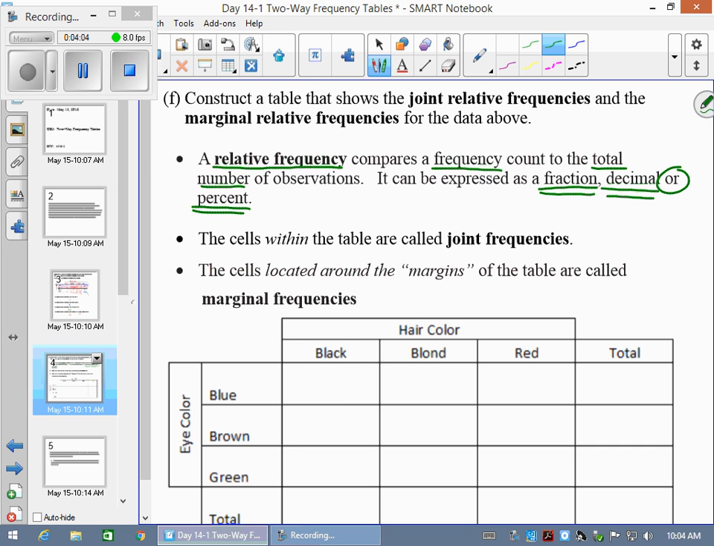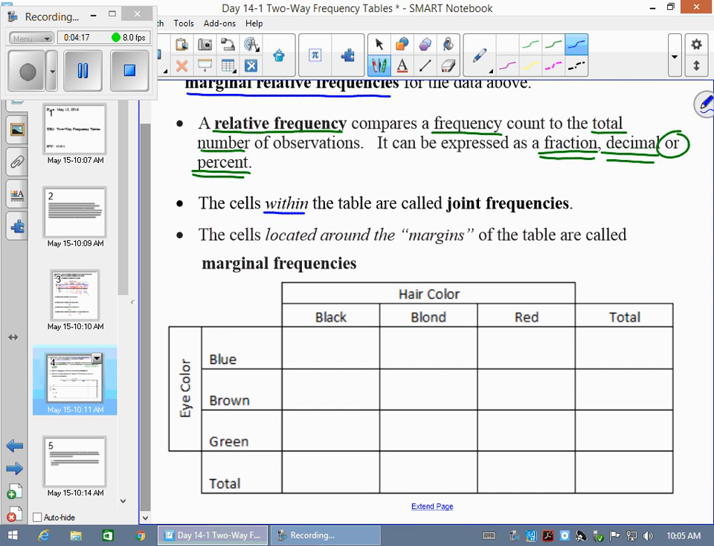Now, there are 2 types of relative frequencies. There are things called joint relative frequencies and marginal relative frequencies. When we talk about the cells that are within the table, those are our joint relative frequencies. And the cells that are located around the table, or what we might refer to as our margins, are called our marginal frequencies. So let's fill in this relative frequency table, and then we'll point out again the joint as opposed to the marginal.